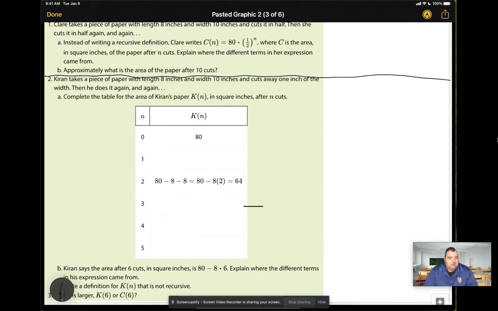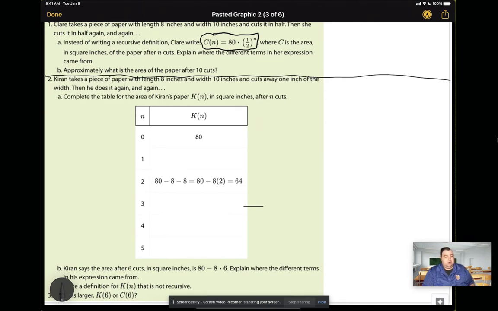Instead of writing a recursive definition, Claire writes C of n equals 80 times 1/2 to the power of n, where C is the area in square inches of the paper after n cuts. Explain where the different terms in her expression came from. So in other words, what does the 80 mean? What does the half mean?